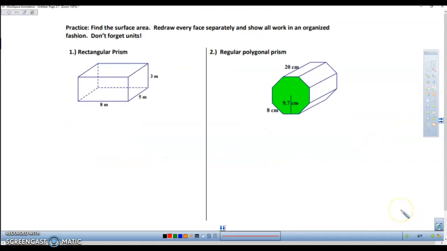All right, so here's just a quick example. I'm just going to do these two. There are 4 in the notes packet there. I'd like for you to do the other 2 on your own, and then you can check your answer by looking at the filled-in version of the notes on Schoology. All right, so this is a rectangular prism.